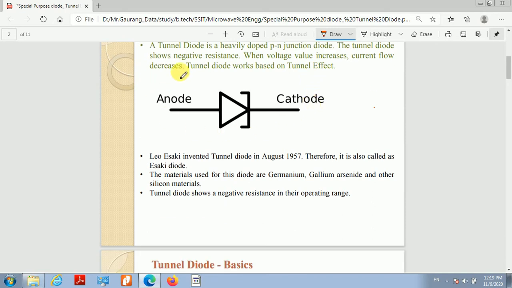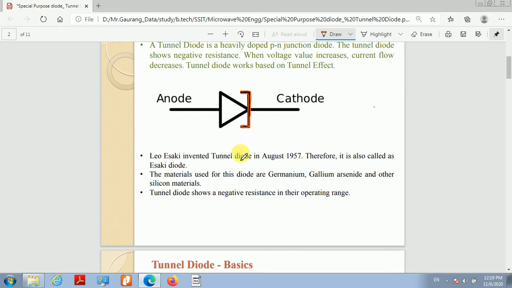Now this is the symbol of this tunnel diode. It has a two terminal, one is anode and another is cathode. Okay, and in symbol you can see there is a slight change compared to our normal p-n junction diode. Okay, in our normal p-n junction diode there is a straight line, but here there is a something different than our normal p-n junction diode.